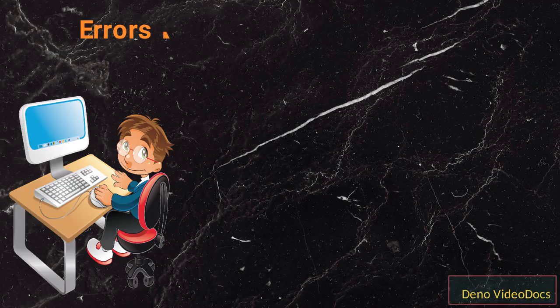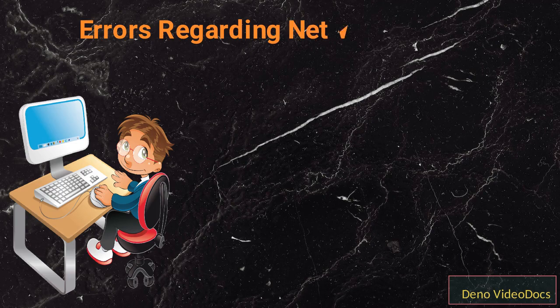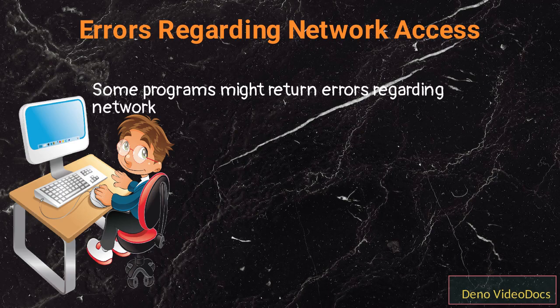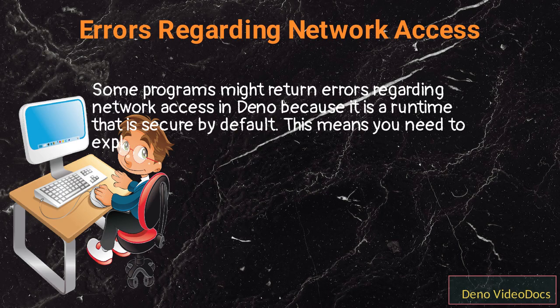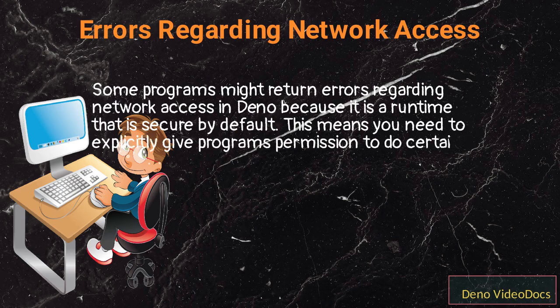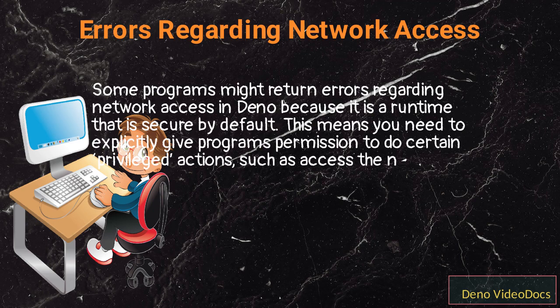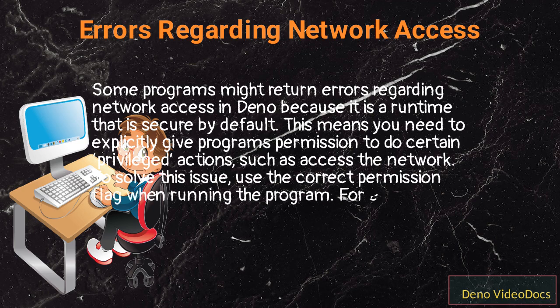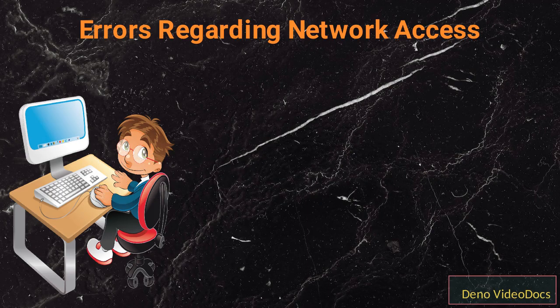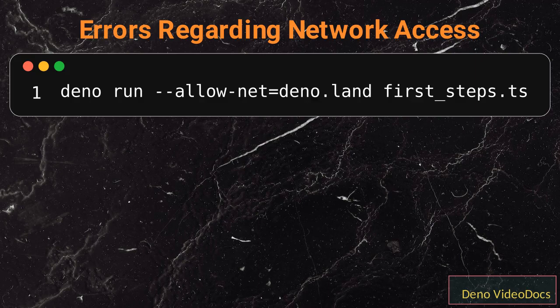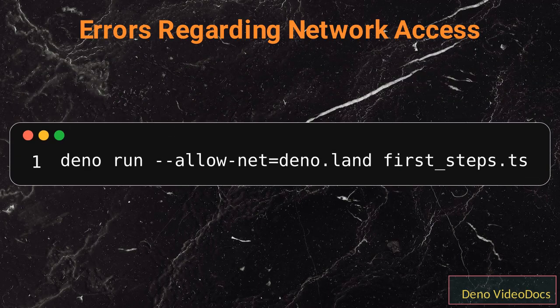Why do some programs return errors regarding network access in Deno and what can be done to solve this issue? Some programs might return errors regarding network access in Deno because it is a runtime that is secure by default. This means you need to explicitly give programs permission to do certain privileged actions, such as access the network. To solve this issue, use the correct permission flag when running the program. For example, use instead of.